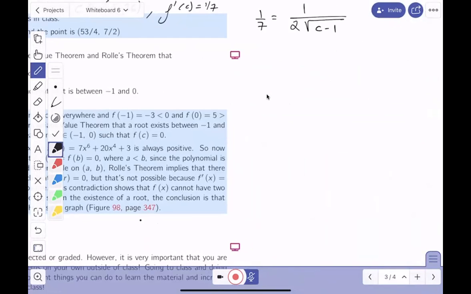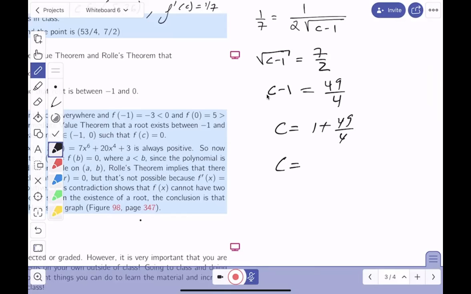I'm going to try to find that c now. So it's going to be, let's see, root c minus 1 equals 7/2. I'm using my skills of algebra to do that. I'm going to square both sides, and that would be c minus 1 equals 49/4. C equals 1 plus 49/4. C equals 53/4.